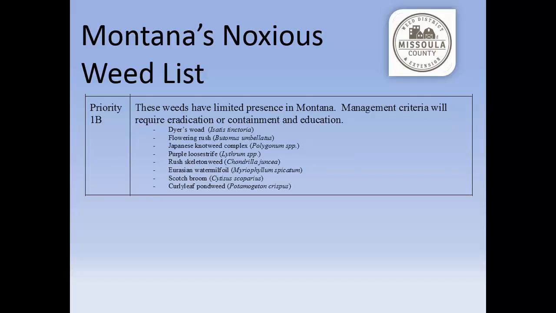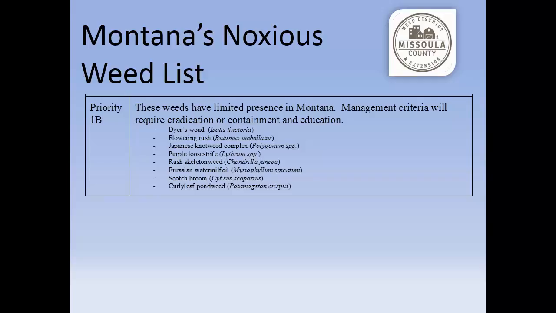Our priority 1B. Do you guys recognize any of those? Dyer's woad, flowering rush. How many of you are from the Flathead area? Flowering rush, we have a bad infestation on Flathead Lake with that. It's a big pink umbrella-looking flower. It has a reed-like appearance. Japanese knotweed looks like bamboo.